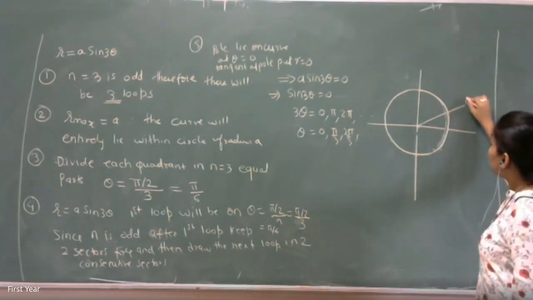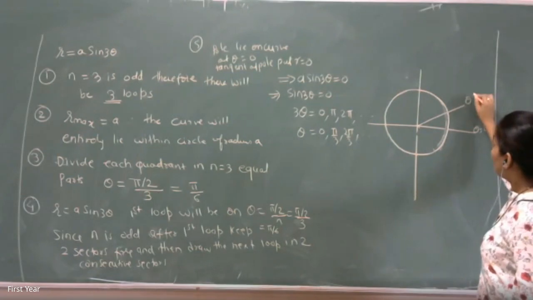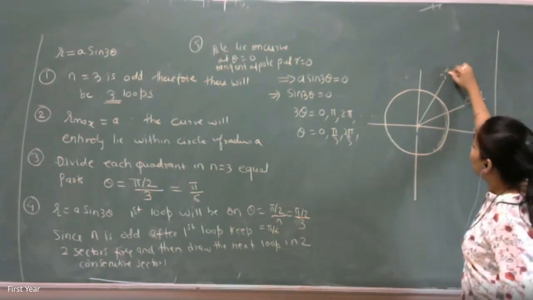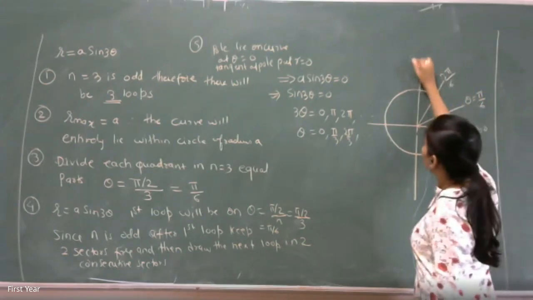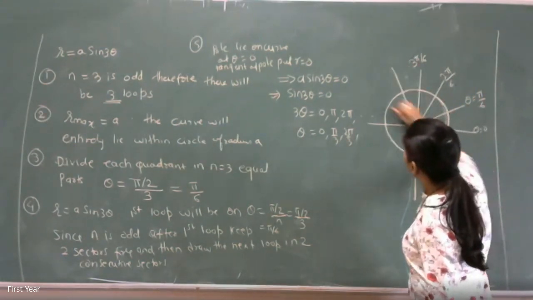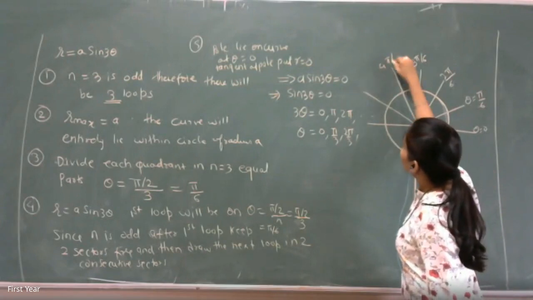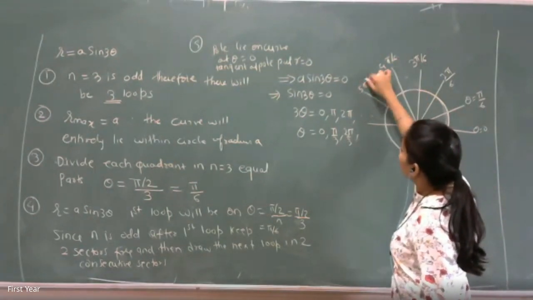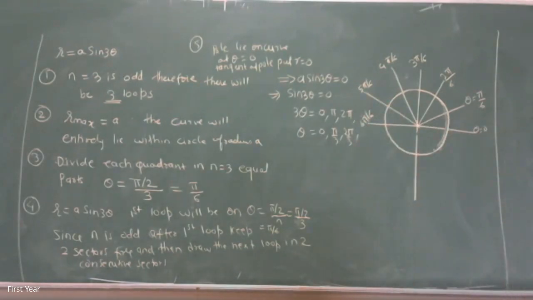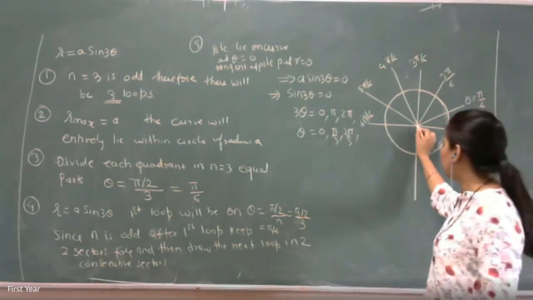First is theta is equal to 0. Theta is equal to pi by 6. Then theta is equal to 2 pi by 6. Then theta is equal to 3 pi by 6. 4 pi by 6, 5 pi by 6. This is 4 pi by 6. This is 5 pi by 6. This is 6 pi by 6. When we write it in multiples of pi by 6, it becomes easy to identify the angles.